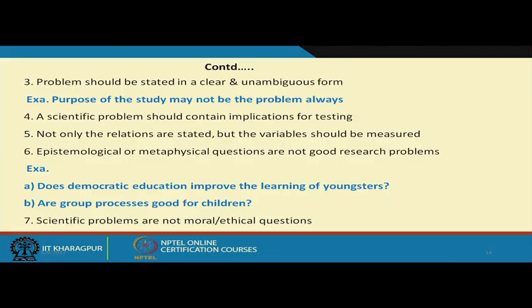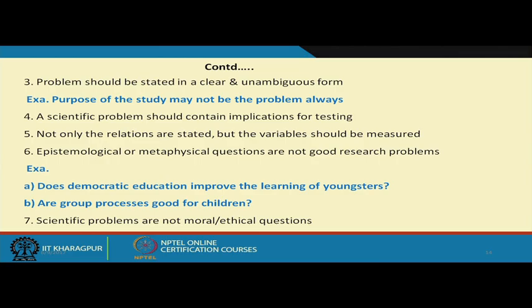Again, when we talk about group processes, we can think of collaborative learning. For example, whether collaborative learning improves students' performance. When we talk about collaborative learning, we have to specify it in a particular context, within an age group, in a particular subject domain. So, we have to bring certain boundaries and constraints, a limitation to a particular context. But broadly taking collaborative learning or group process, and asking whether it improves children's performance, is a vague question.